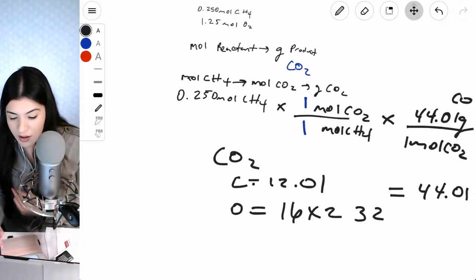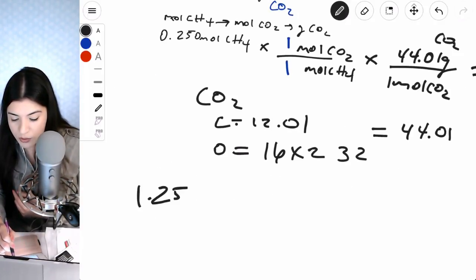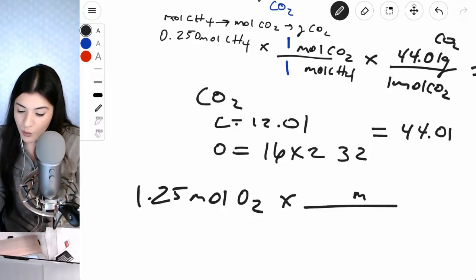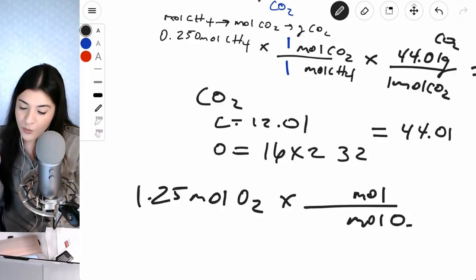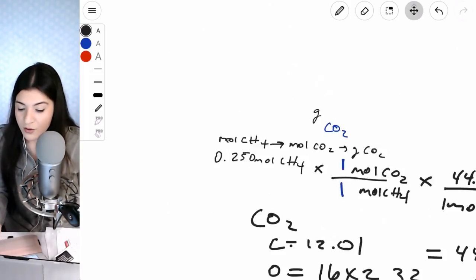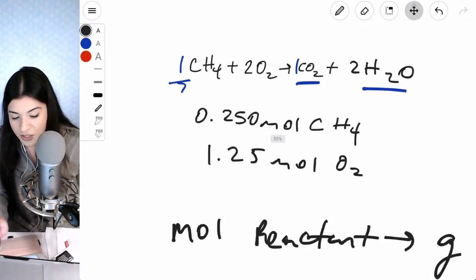I'm going to do the exact same thing with the other reactant. So we have 1.25 moles of O2. Once again, multiplying that by our mole-to-mole ratio, putting the moles of O2 on the bottom and moles of CO2 on top. And we find those values by using our balanced equation.